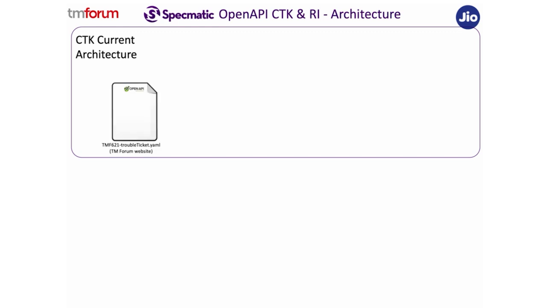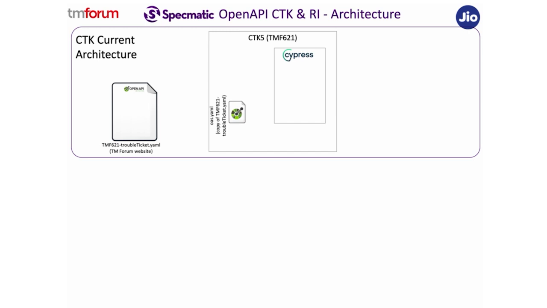So the current architecture, as we just looked at, has an OpenAPI specification on the TMForum website. Then from the same place, you can also download the CTK itself. The CTK internally uses Cypress for making requests and then validating the response against a reference implementation. The CTK itself contains a copy of the OpenAPI specification. And that is the first problem, that we believe this specification can go out of sync with the one that is on the website.